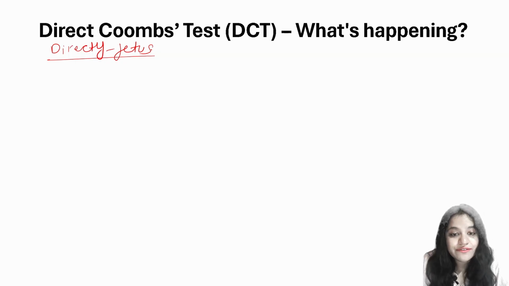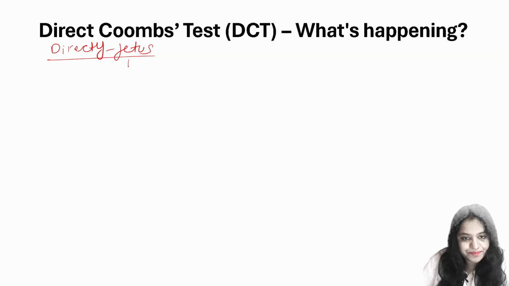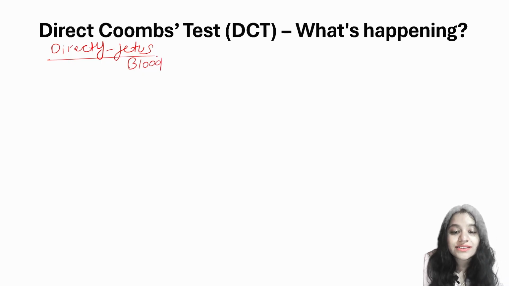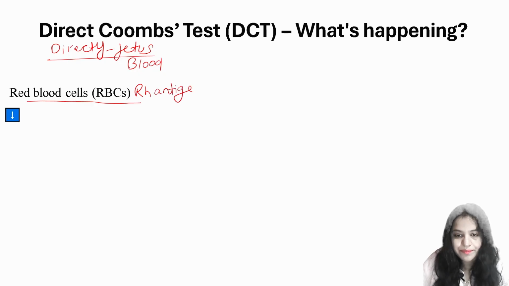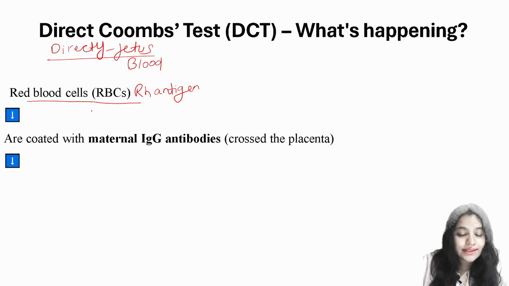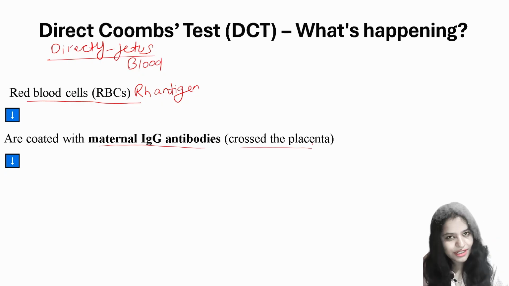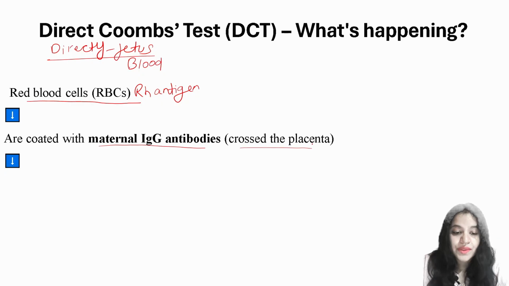So you take the fetus's blood as a sample here, okay? So your fetus's blood is the sample which has red blood cells with the Rh antigen, okay? Now they are coated with the maternal IgG antibodies which have crossed the placenta, okay? Clear till now? Now we have to add something to this.